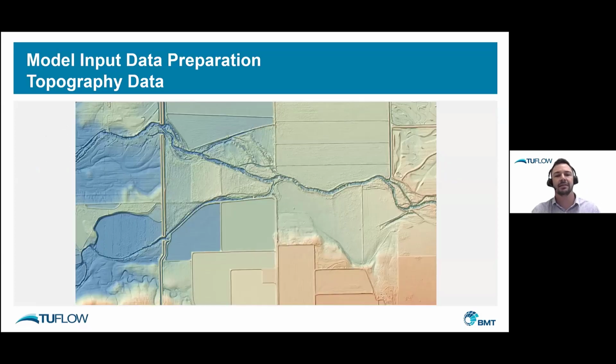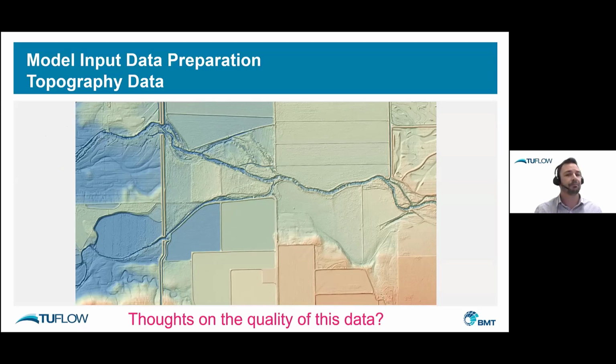This is a pretty nice looking DEM. You know, you can see some nice urban levees. You can actually even see the grain, like the crops growing in the field there and the rows associated with those. What are your thoughts on the quality of this data? It looks pretty good. It's quite fine resolution. It's very recent.